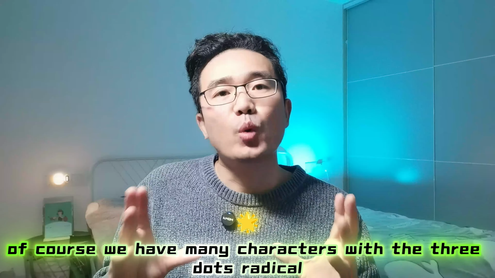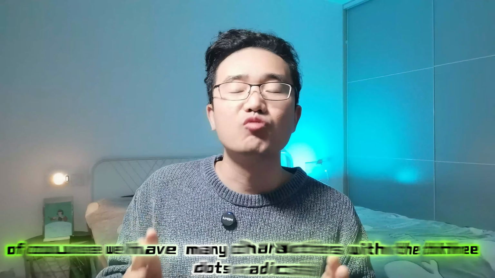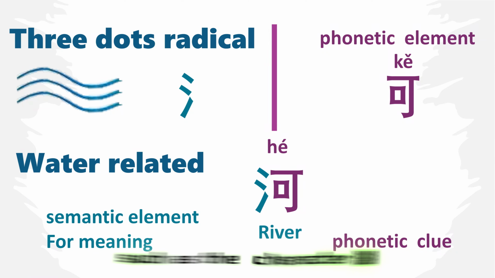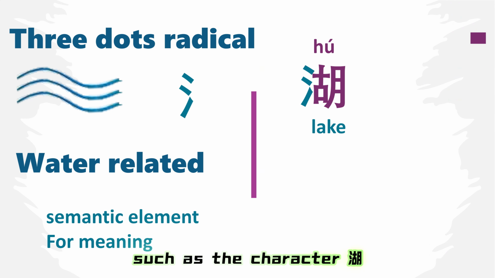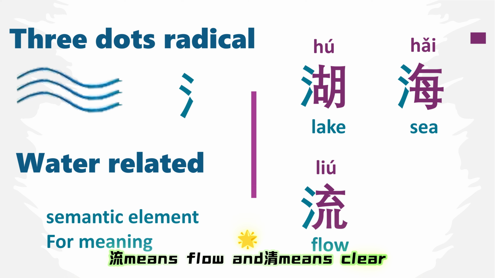Of course, we have many characters with the 3-dot radical related to water, such as the character 湖, which means lake, 海 means sea, 流 means flow, and 清 means clear.